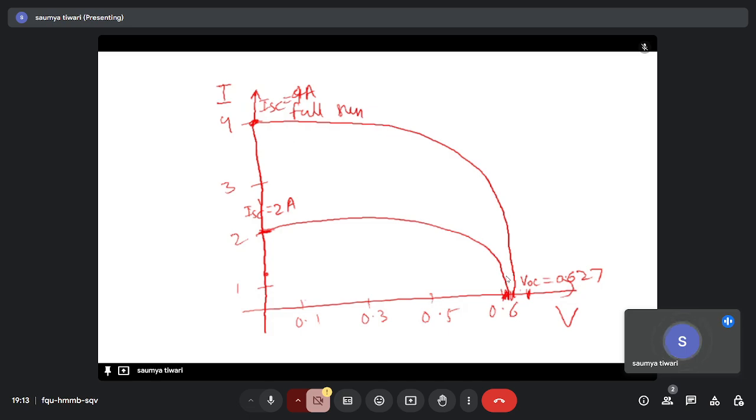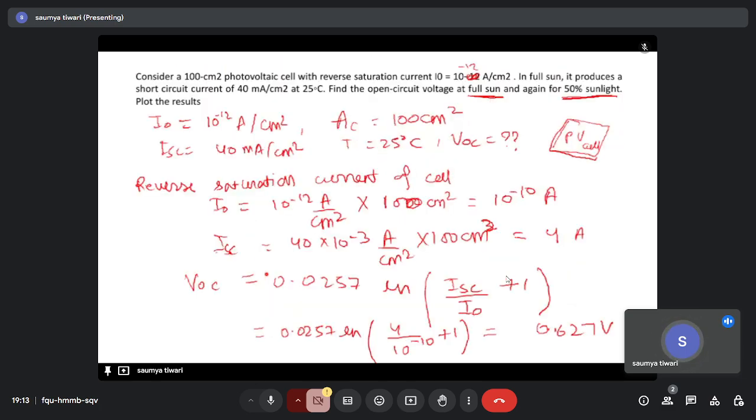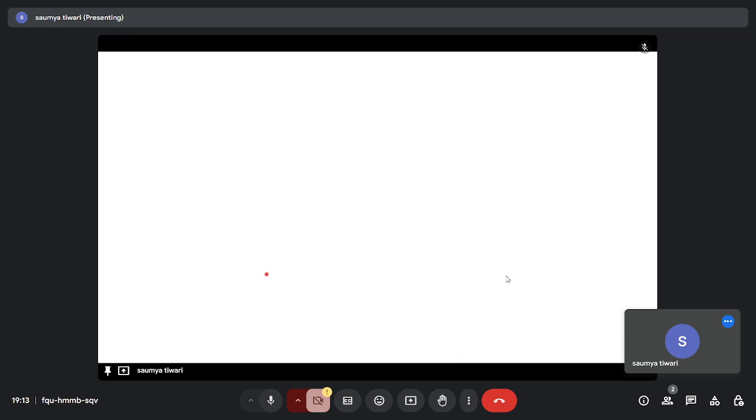So you can clearly see that as we decrease the solar intensity, there is a very profound effect on your short circuit current value, but the open circuit voltage has not as much of a difference or effect as compared to the short circuit current with the change in intensity of the incoming solar radiation. So now this was the question on the PV.